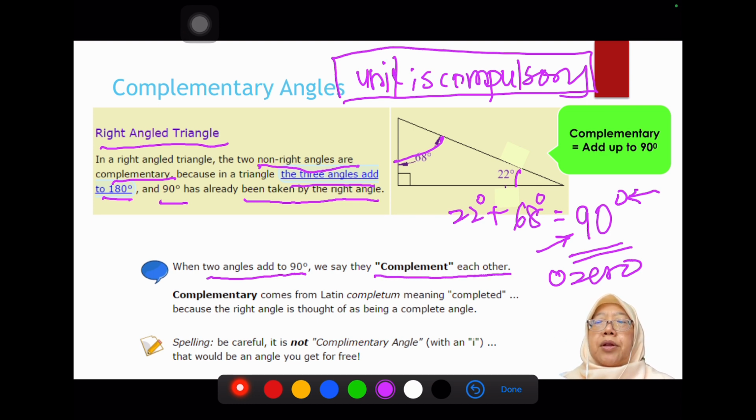Complementary comes from the Latin completer, meaning completed, because the right angle is thought of as being a complete angle. Oh yeah, the spelling. The spelling of complementary is this. This is not that complementary angle. So what does this mean? Think about that.